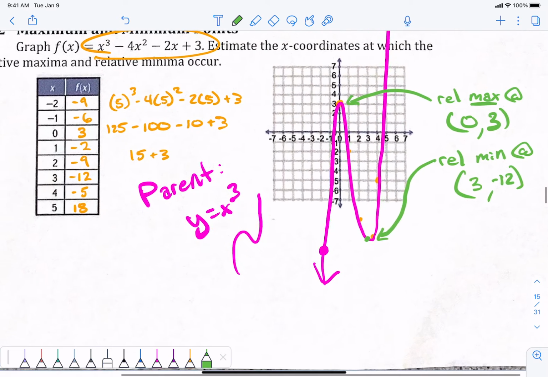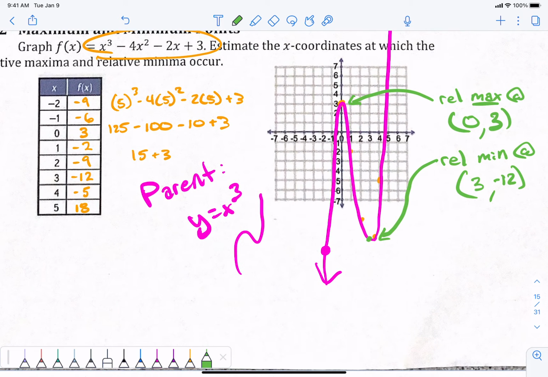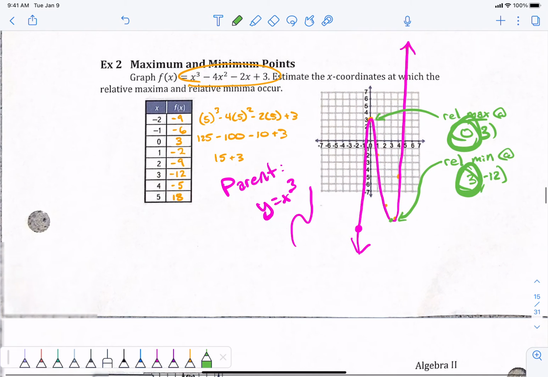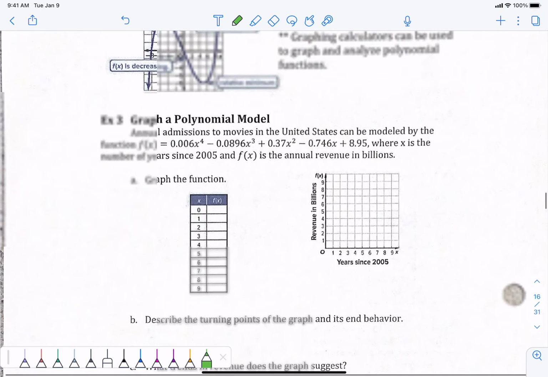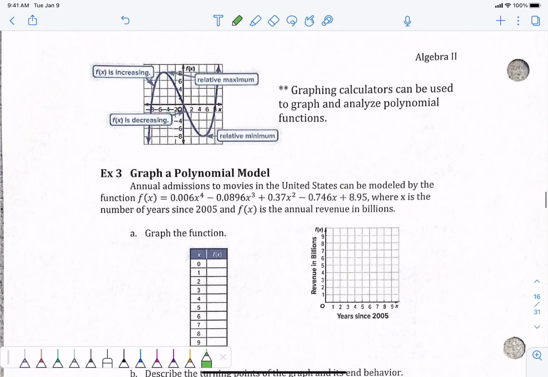Okay, and estimate the x coordinates at which the relative max and min occur. There it is. We gave the x and y coordinates, but they were just wanting 0 and 3 as the maxes and mins, right? Make sense? Happy with that? Go to the back side. Let's talk about some other things. We have relative maxes, minimums, that type of thing.